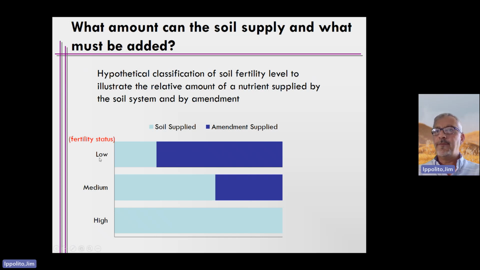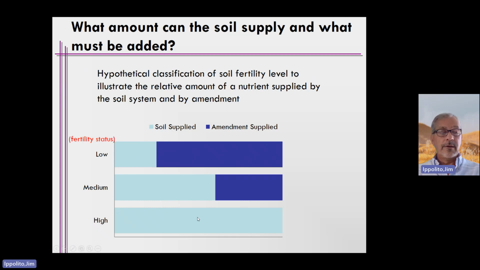If a soil has a low fertility status, the light blue color, in order to supply the necessary nutrients for plant growth, we apply either an amendment, or this should also say up here in this dark blue box, a fertilizer. And we typically apply these in greater quantities. If the soil fertility status is medium, then we can apply less fertilizer or less amendment. And if the fertility status is high, we don't need to add anything.